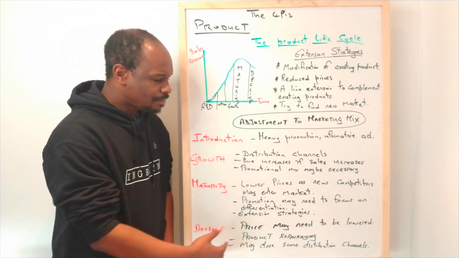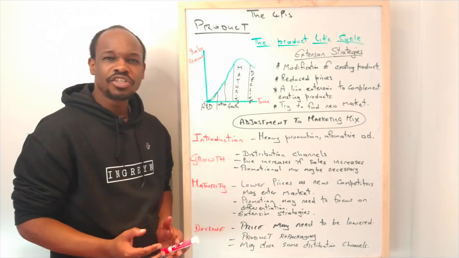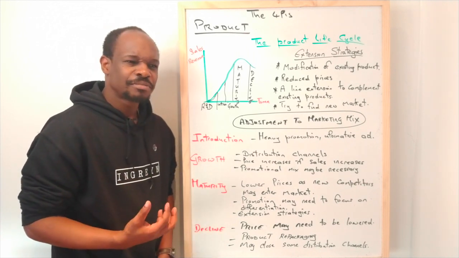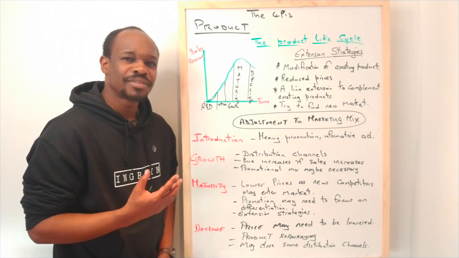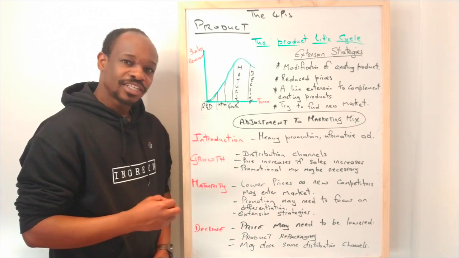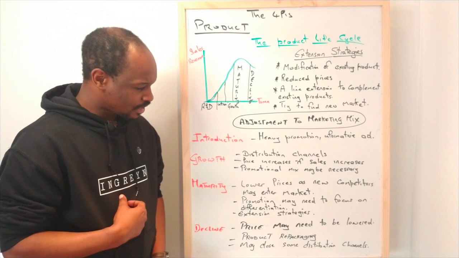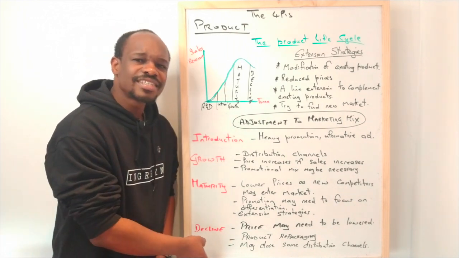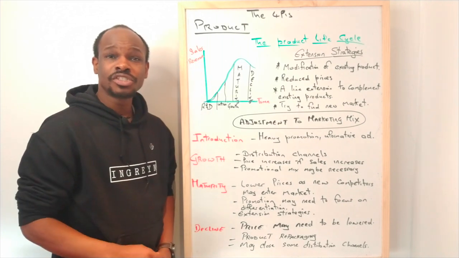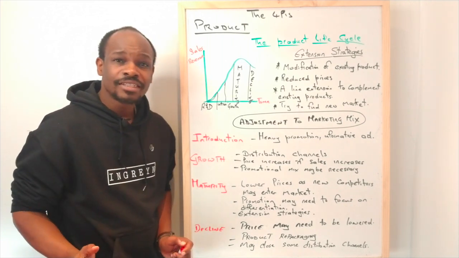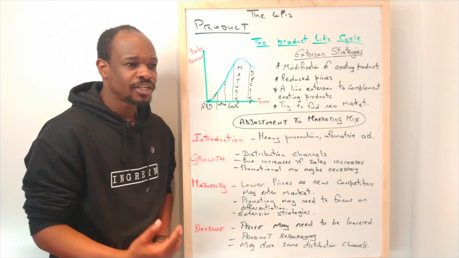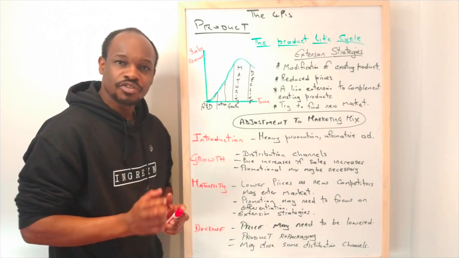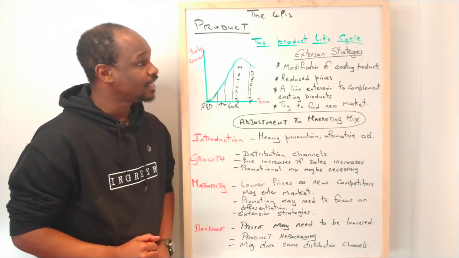You might want to think about repackaging too. Give it a new face, same content, but as you know, the packaging is important, so you might want to do something a little differently to captivate those new customers. You may also, at this stage when it's declining, not want to have too many distribution channels. You might want to close some and have that concentrated distribution channel at the decline level.